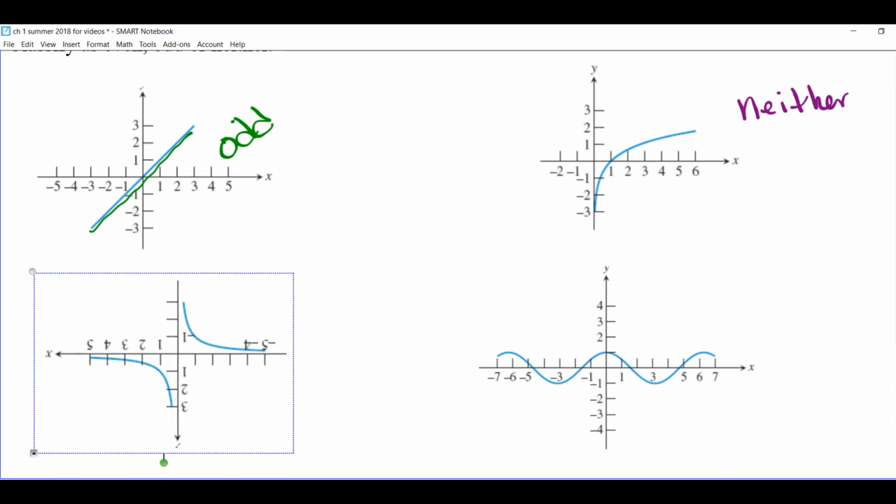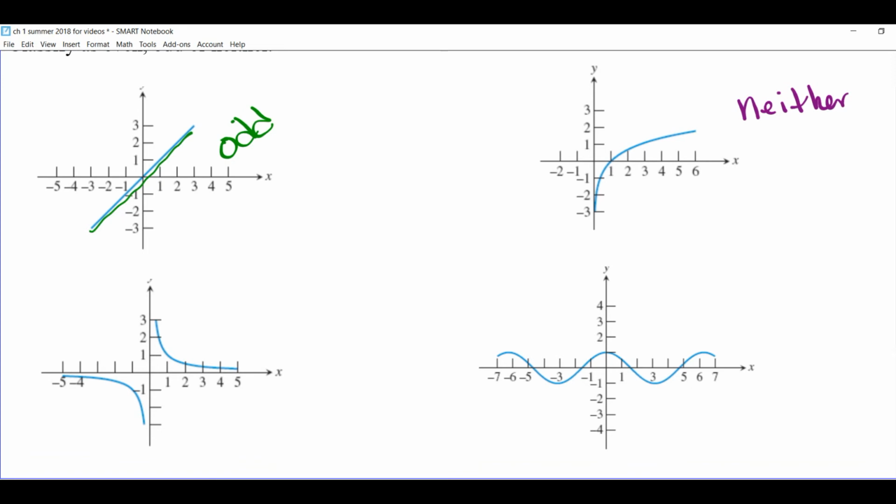Continuing down, this graph here, again, if we were to rotate this upside down, that graph looks the same as what the original graph looked like. So I know that this graph is also going to be an odd graph or an odd function. And finally, this last one, if I were to fold along the y-axis, the left and right sides are mirror images of each other. So this is an even graph or an even function.